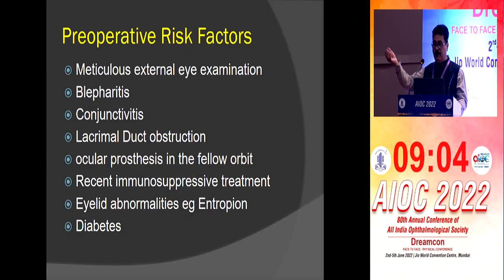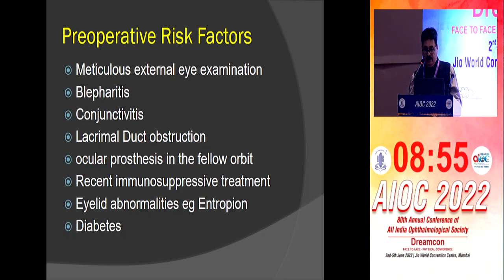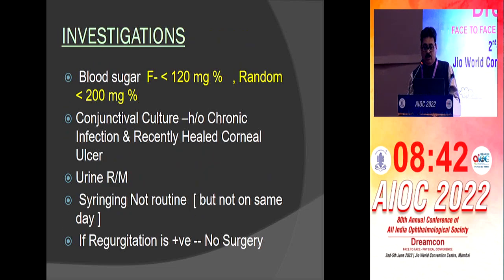What are the preoperative risk factors? This is external examination, blepharitis, conjunctivitis, lacrimal obstructions, recent immunosuppressive treatment, and eyelid abnormalities. And most important is diabetes. So we should take care of these things as preoperative risk factors whenever we are going to operate the case. Whatever I am going to tell you, these are the AIOS recommended parameters. If you mention this in the court, you are saved.